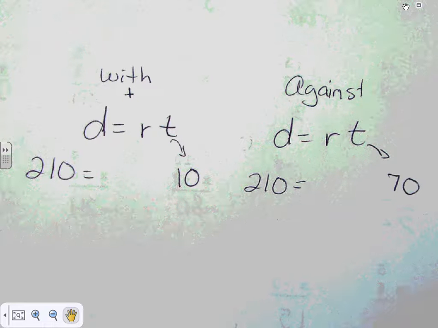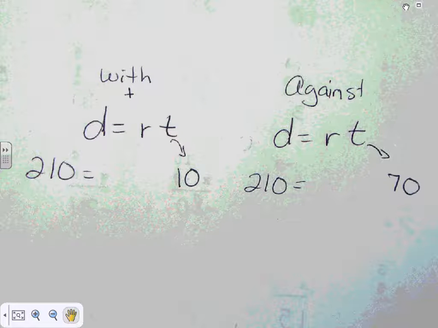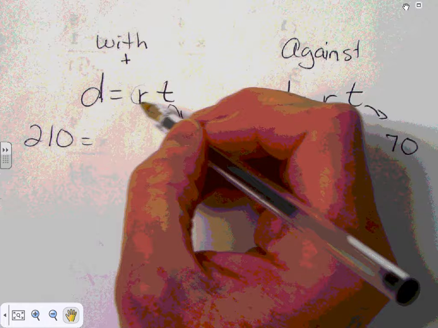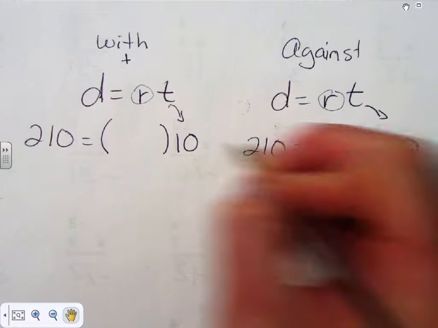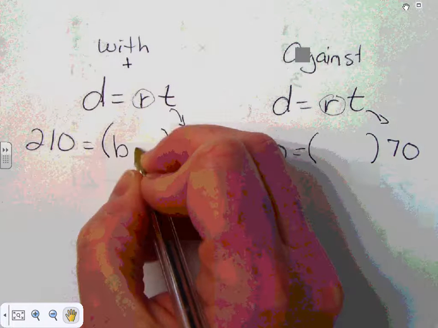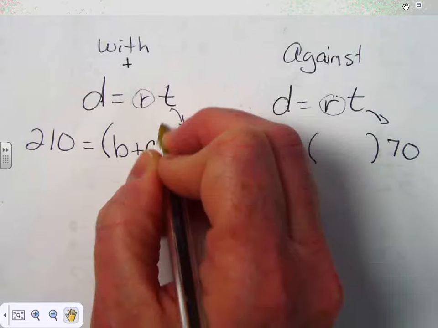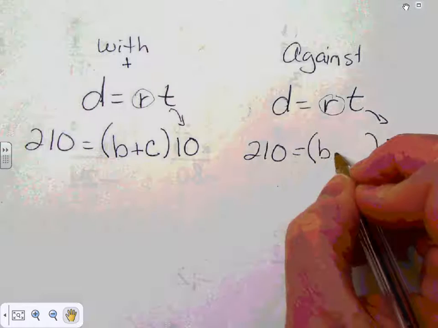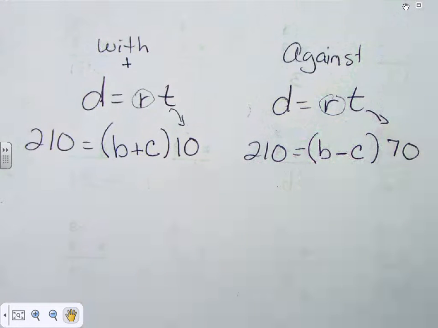All right, it says, what is the boat's speed in still water and what is the speed of the current? That's evidently the missing rate. And it's a combination of those two values put together. With it is the helpful one. So you would say the boat plus the current as the overall speed. And over here, it would be against, so it would be the boat minus the current. Does that make sense?